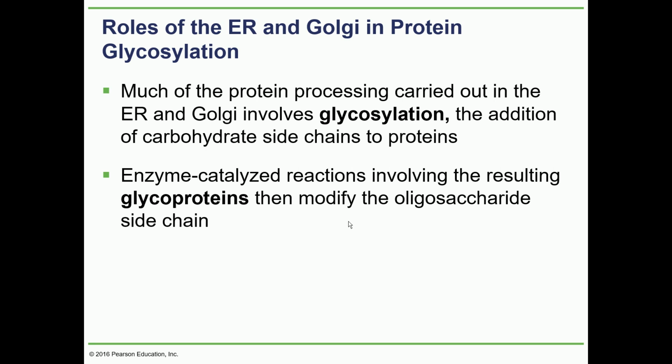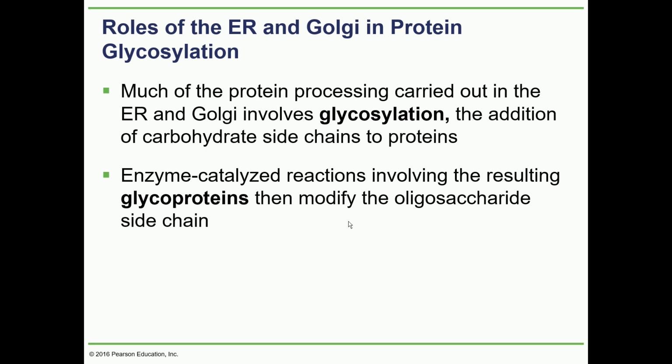Okay, next we are going to talk about the role of ER and Golgi in protein glycosylation. So proteins get glycosylated, which means they get some sugar chains attached to them. You remember from your old chapters that some of the proteins are glycoproteins, which means those sugar chains are attached to them. So how does this protein glycosylation take place?